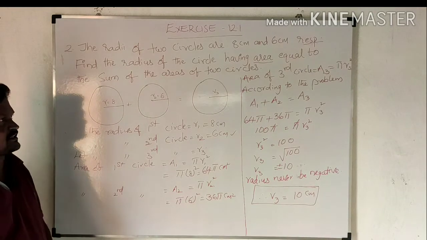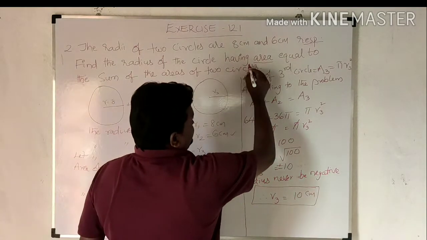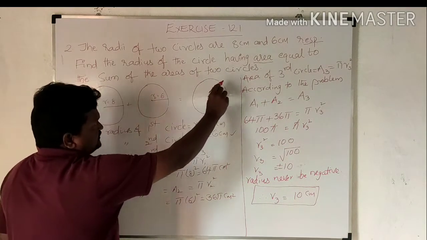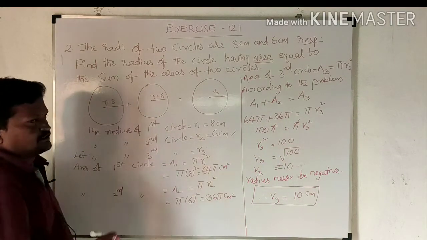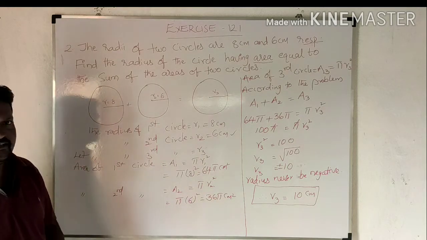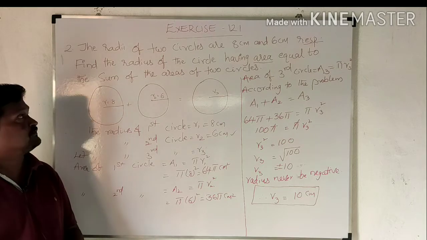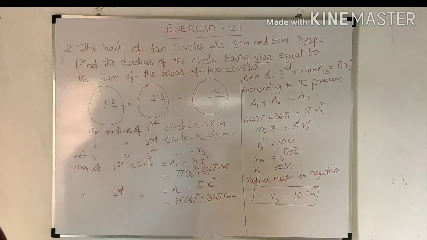Okay, this is the second question. Very easy. Simply by taking this criterion, area equal to the sum of the areas of the two circles, we are finding the radius of the required circle. Okay, I hope that you understand. After this we will discuss the third question.